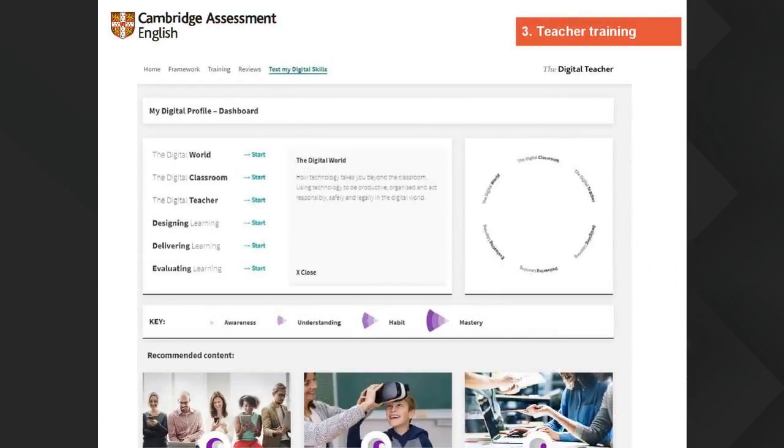Excellent. There is a quite detailed survey, and if you answer it as honestly as possible, it will then put together a tailor-made sort of training course for you. So it's well worth taking the time to answer the survey properly, because it will then rate you on various areas in terms of awareness, understanding, habit, and mastery. And then, as I said, make a tailor-made training program for you to help you improve your digital skills.